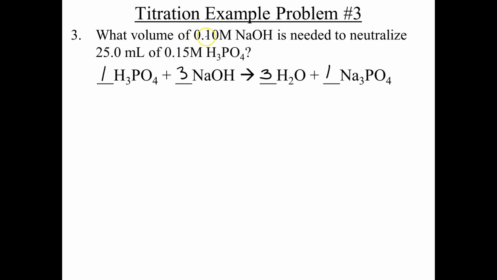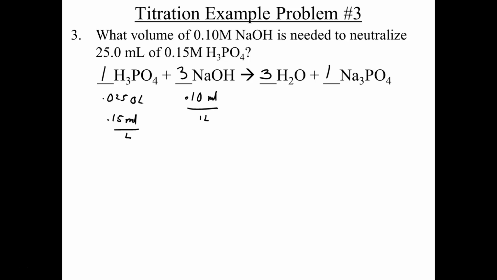So I have 0.10 molar NaOH. So that's 0.10 moles per liter. All right, I'm just unpacking it like we've talked about a bunch of times. And I have more data about my acid. So in this case, I have 25.0 milliliters. That's 0.0250 liters. And I have a 0.15 molar solution.